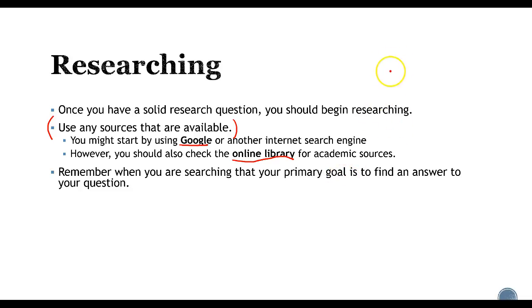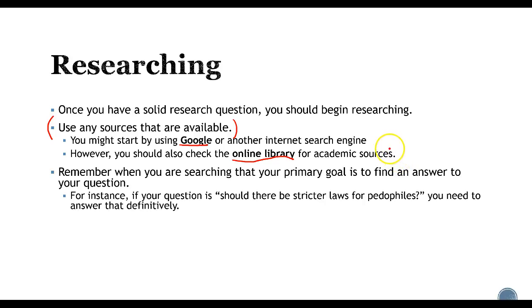It's your touchstone. You can always refer back to it and say, does this article or this part of this article answer my question? Does it say yes, self-driving cars are good? Does it say no, self-driving cars are not good? So use that question constantly to refer to the research you're finding. So if your question is, should there be stricter laws for pedophiles, you need to answer that question definitively.